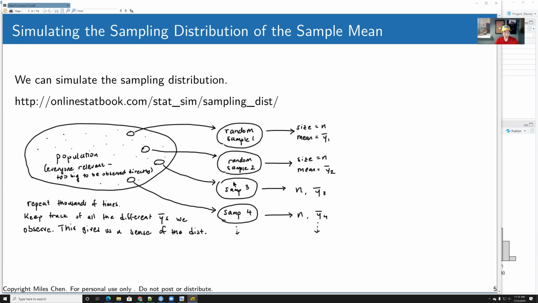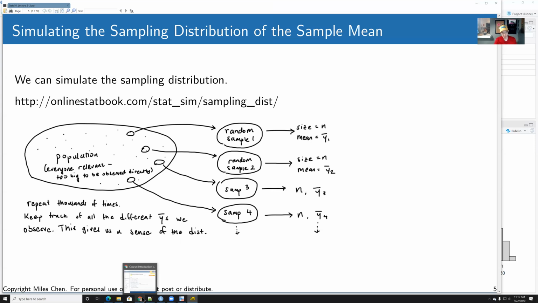And then I can take another random sample, same sample size, but because it's random, I'm gonna get a slightly different sample mean. I'm gonna get a slightly different y bar. Same thing, sample 3, another same n, but a different y bar. Sample 4, same n, and a different y bar. And I just do this over and over and over again, okay? We're gonna repeat this thousands of times. We're gonna keep track of all the different y bars that we observe. And this will give us a sense of the distribution that we see, okay?